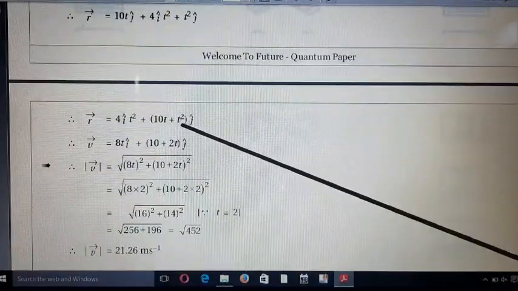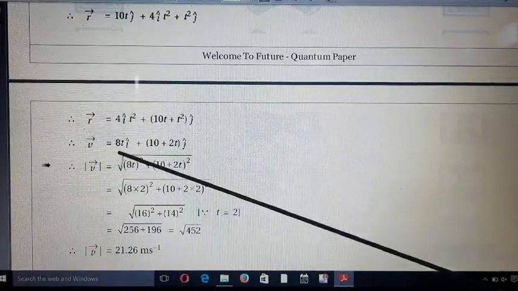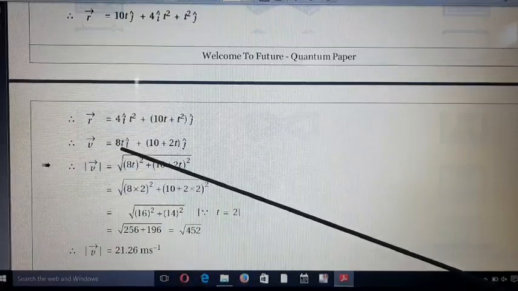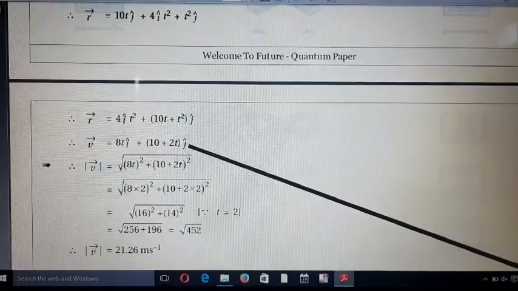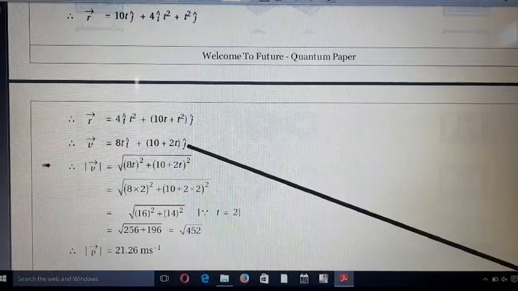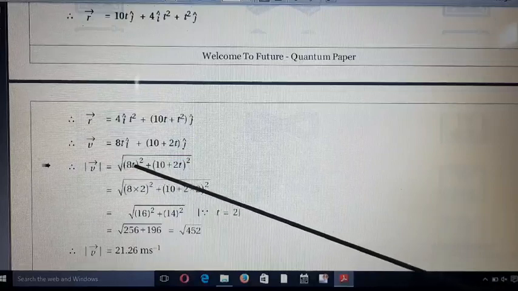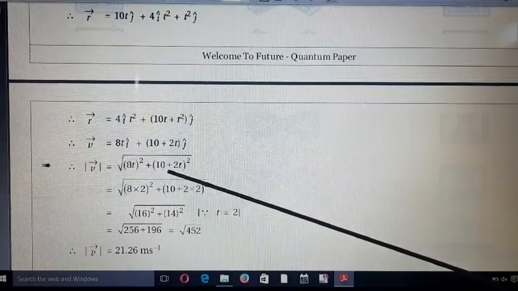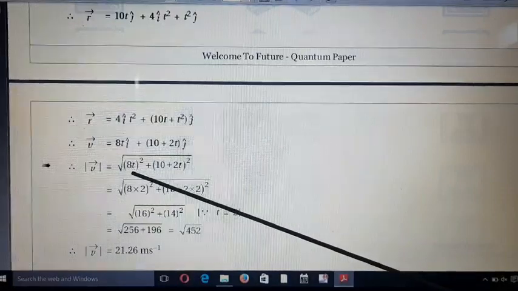And in B, friends, all these terms we substitute. Means v is equal to, in this formula, 8t i caret plus (10 plus 2t) j caret. In this formula now we substitute t is equal to 2. So mod v is equal to under root vx square plus vy square. vx is equal to 8t and vy is equal to 10 plus 2t. In this formula now we substitute t is equal to 2.